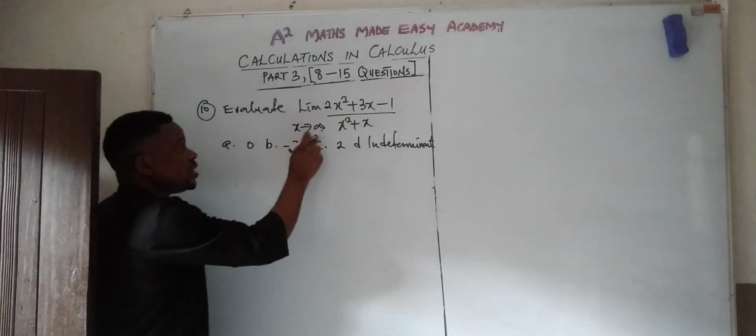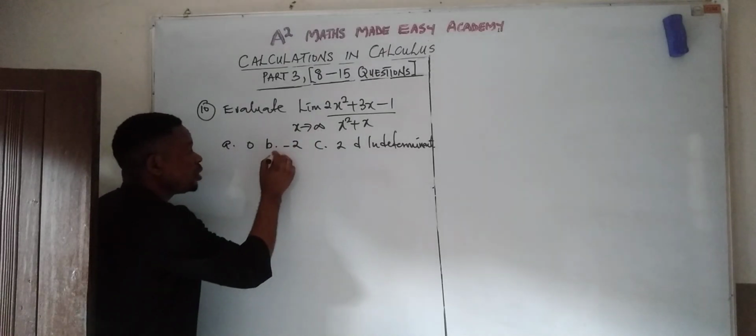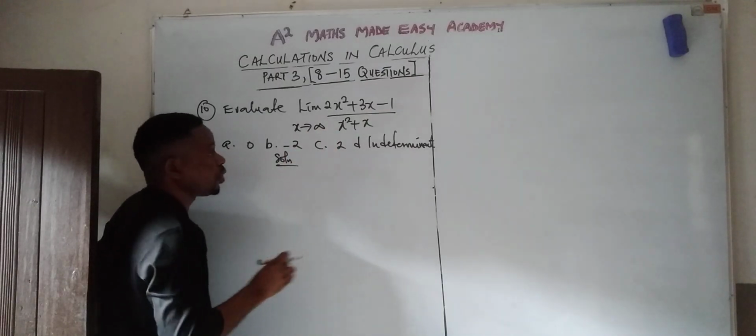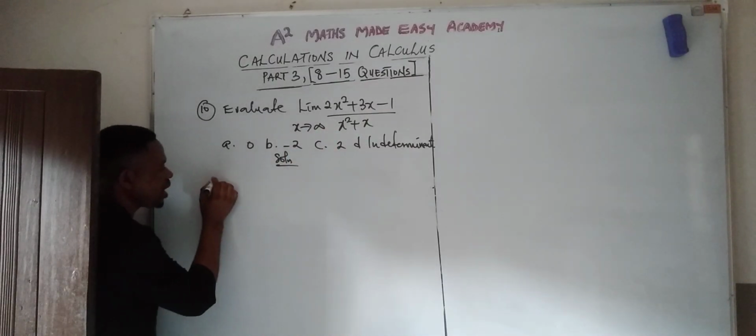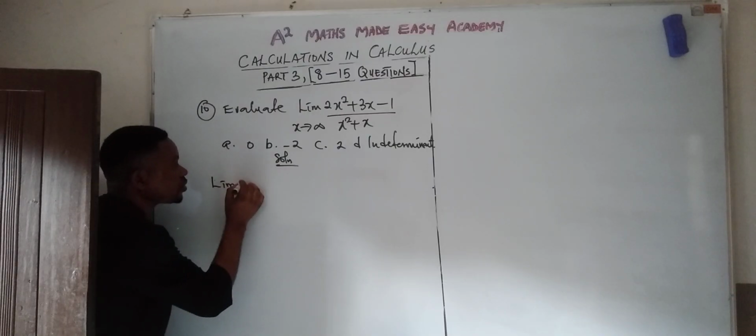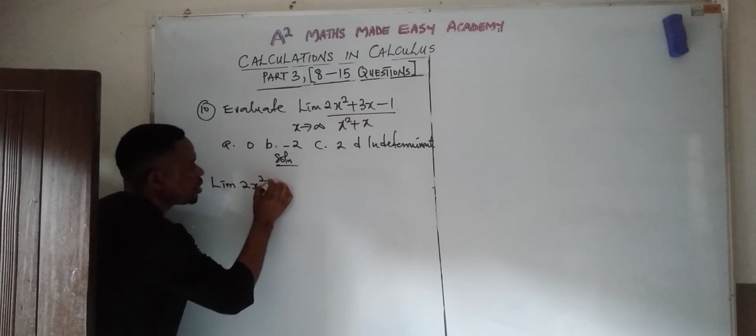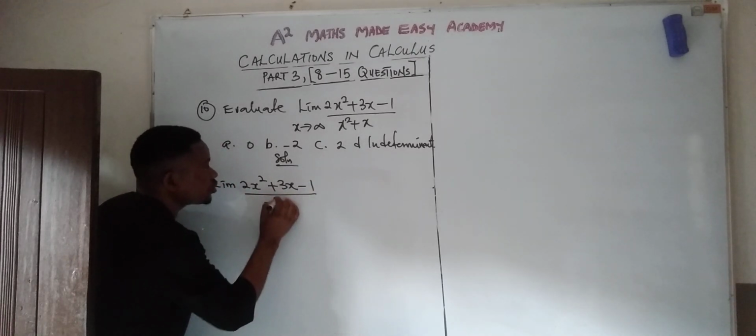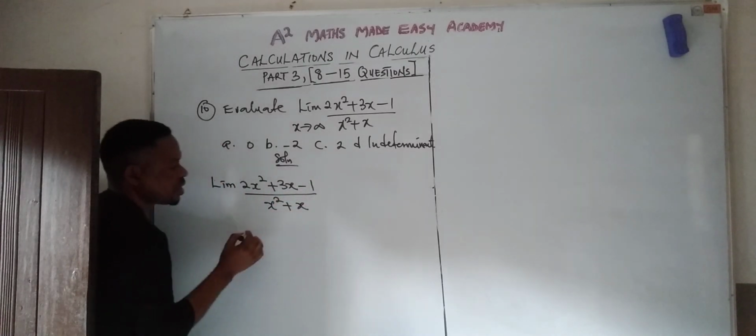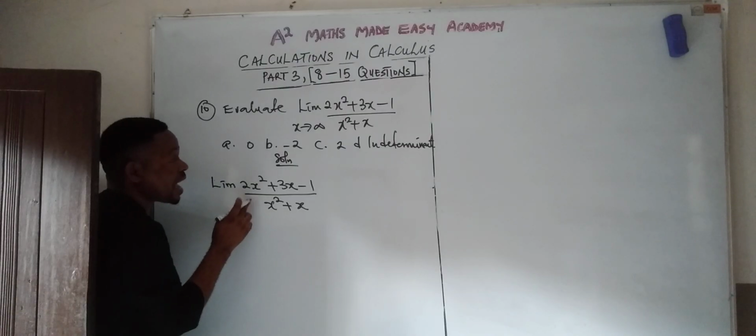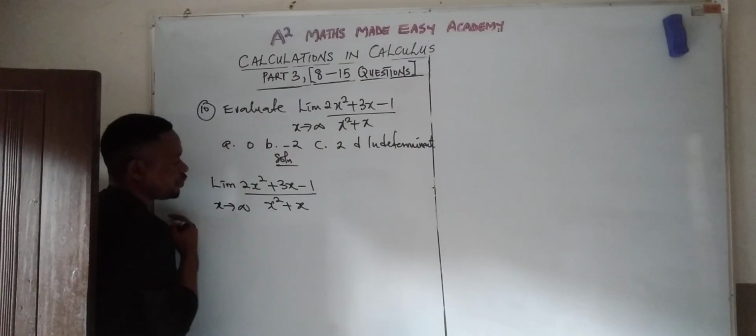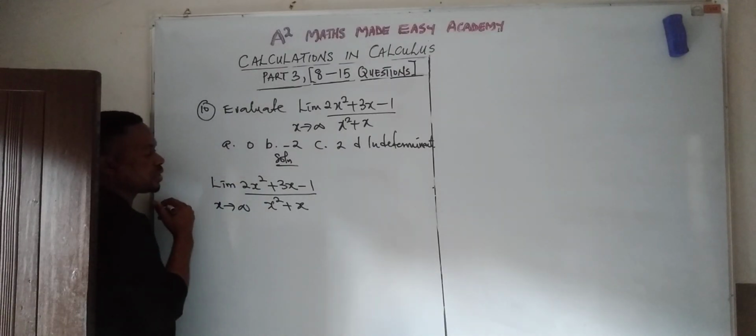Now, this particular question, we call it limit to infinity. What did I say? Limit to what? Infinity. I want to use the normal method to solve this first. Then after that, I'll use what we call shortcut. Are you with me now? Can we start now? The question says limit of what? 2x squared plus 3x minus 1, all over x squared plus x, as x approaches infinity.